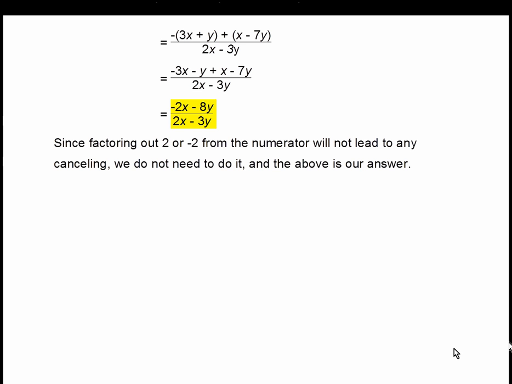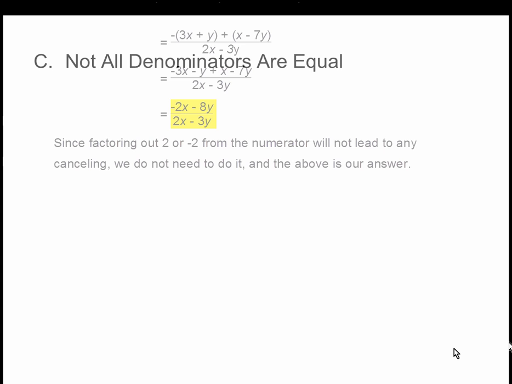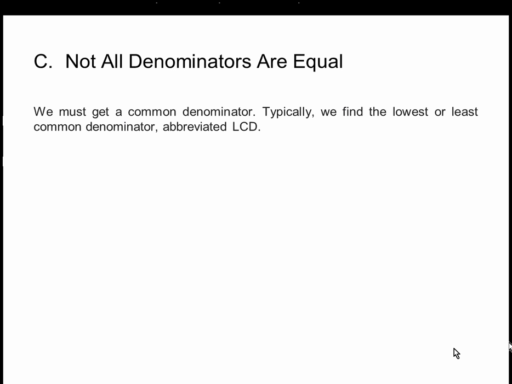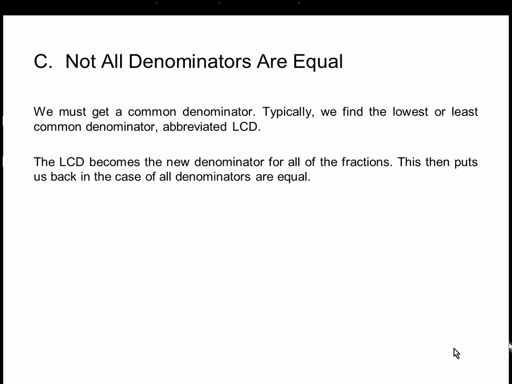Okay, now let's take a look at the worst case scenario. Not all denominators are equal. Okay, this is the worst thing that can happen to us with fractions. We must get a common denominator. Typically we find the lowest or least common denominator, abbreviated the LCD. The LCD becomes the new denominator for all of the fractions. This then puts us back in the case of all denominators are equal.